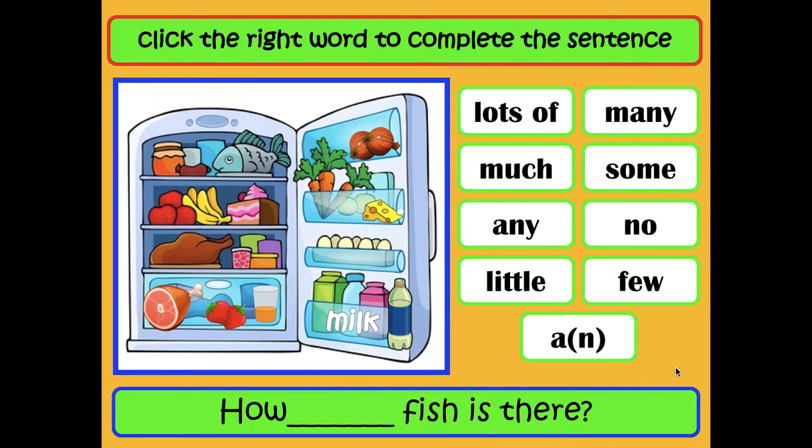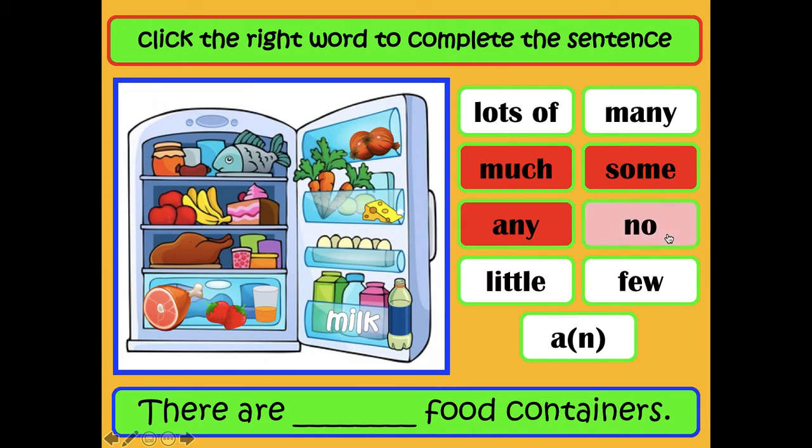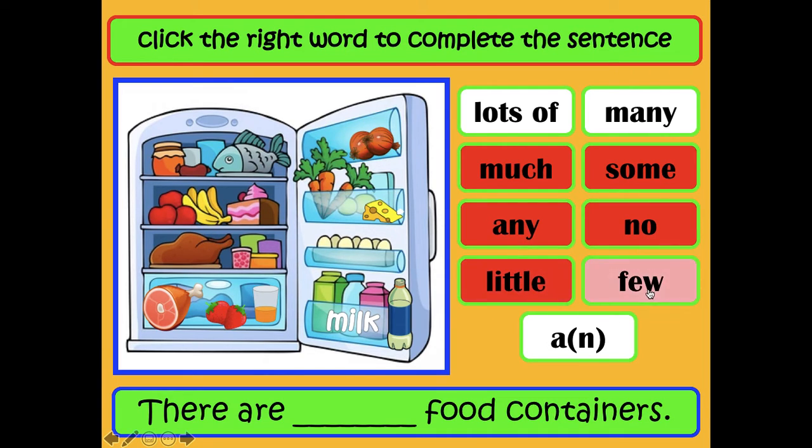The next one, we have how fish is there. In this case, we are using how many or how much for the fish. It's countable or uncountable. We have how much fish is there, because the fish is uncountable. And the next one, there are food containers, and we have here the food containers. We choose much, no, some, no, any, no. We have none, little, or few, no. There are a lot of food containers.